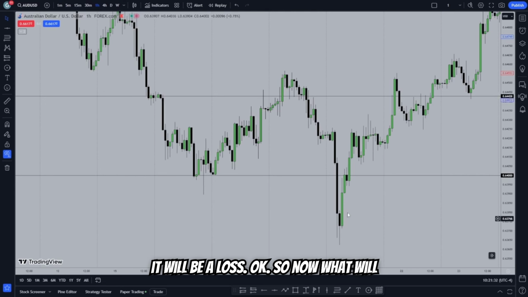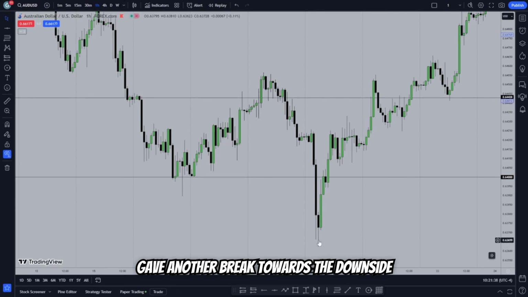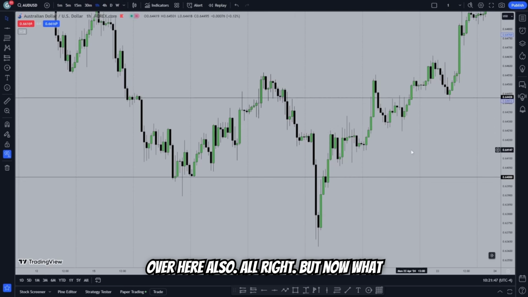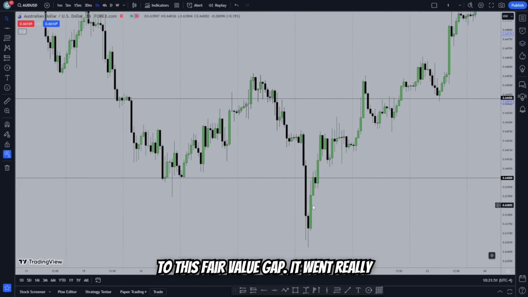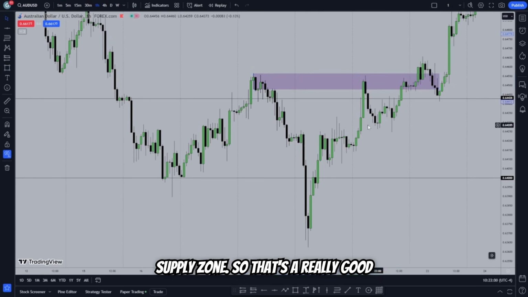Okay, so now what will happen is if you're on the 1H time frame, price went up like this and it gave another break towards the downside, and then it went up and it left a really good fair value gap over here also and over here also. All right, but now what you can see is it didn't come back to this fair value gap, it went really up. So now there was this supply zone over here and it got rejected from the supply zone. So that's a really good chance to see a liquidity run. This is a liquidity run.